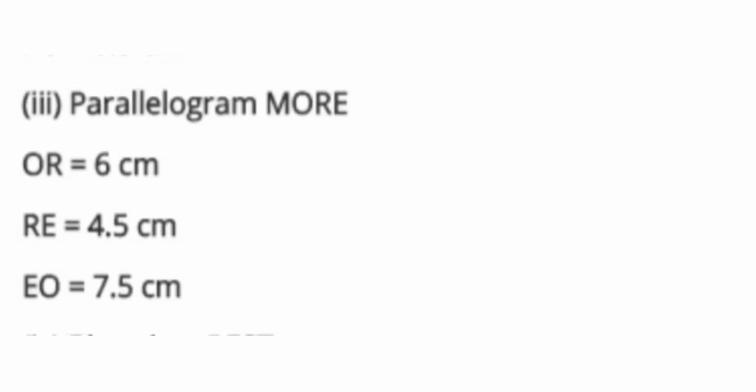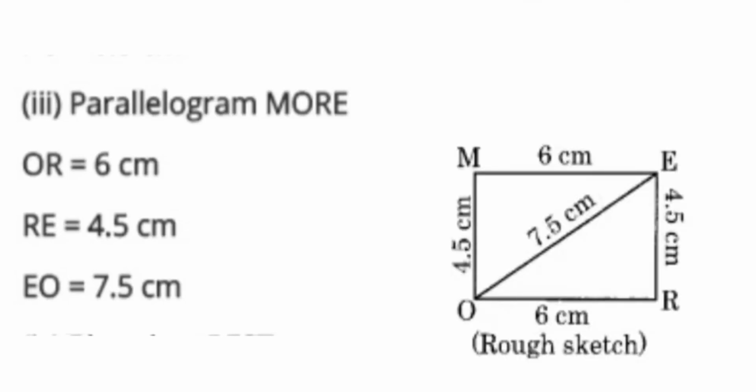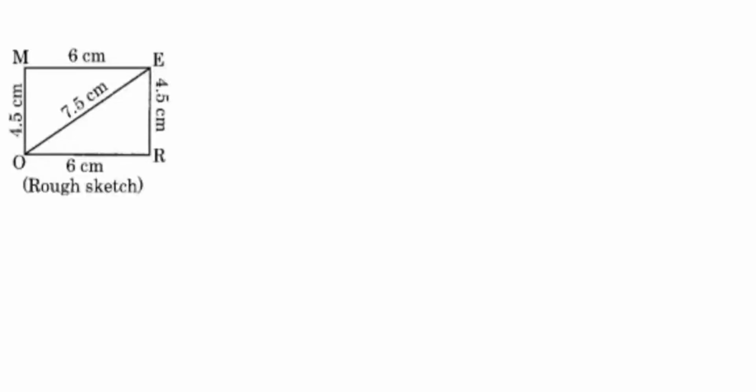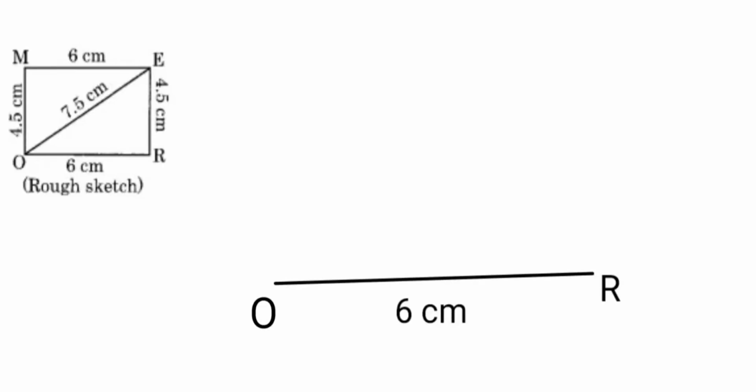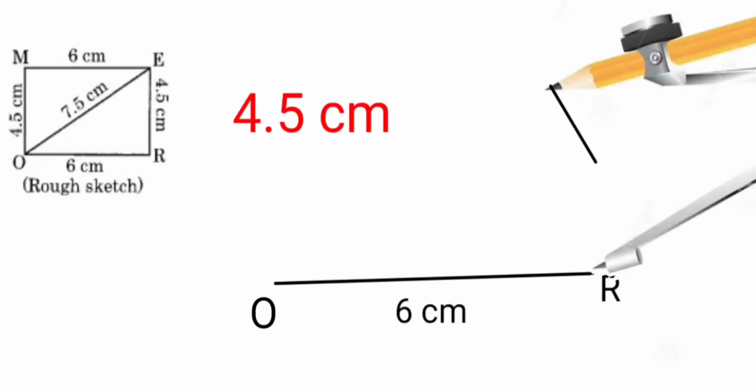Next, third number, parallelogram MORE, where OR 6 cm, RE 4.5 cm, EO 7.5 cm. EO is your diagonal, and we know the opposite sides of a parallelogram are of equal length. Here we apply the properties of parallelogram. Take OR as base, so OR, a straight line, 6 cm.